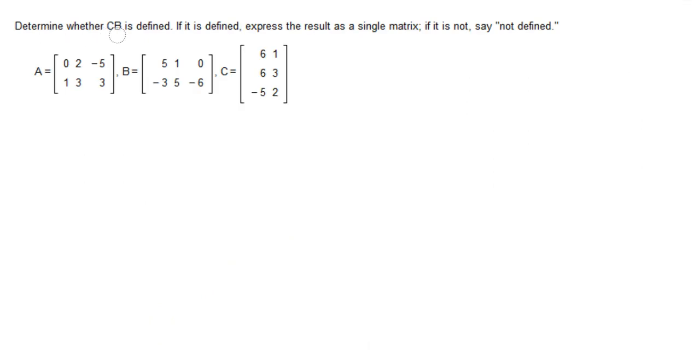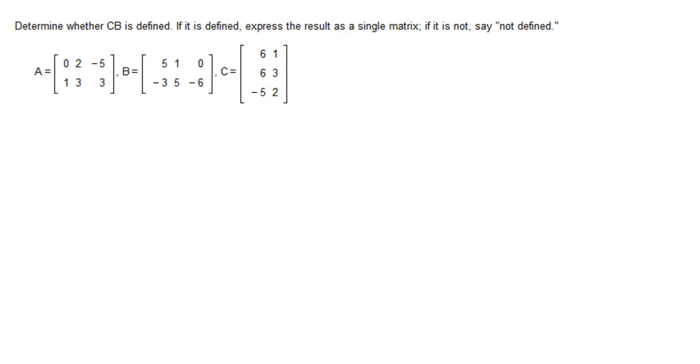Determine whether CB is defined. If it's defined, express the result as a single matrix. If it is not, say not defined. So CB is representing matrix multiplication, and that's multiplying matrix C by matrix B. In order to determine if it's defined, we have to make sure that the size of these two matrices match up so that we're able to multiply them.